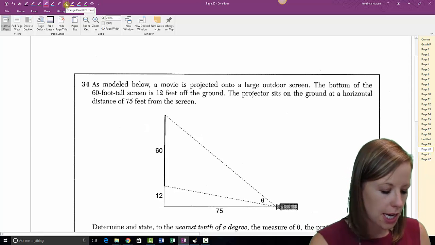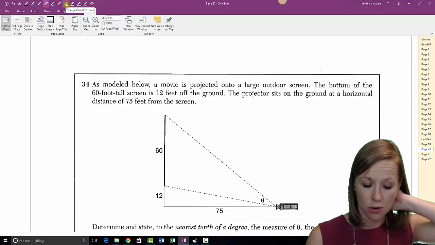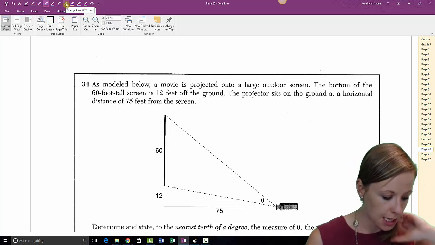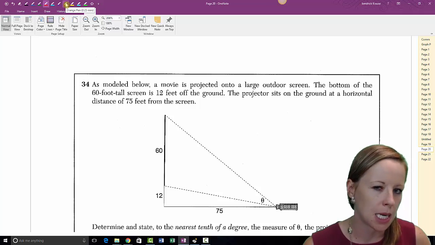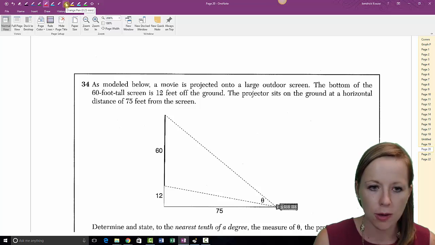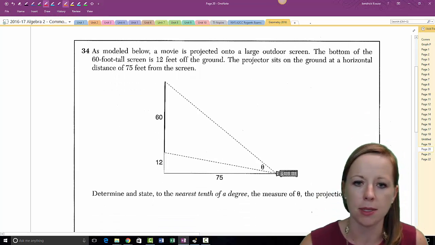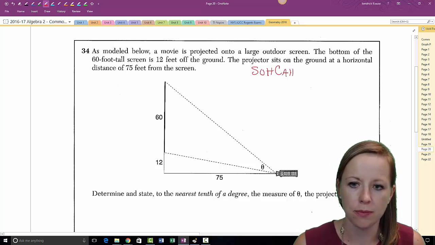Loved this question. I'm going to guess that if you didn't know how to start it, you didn't know how to do any of it, which is always really tricky for kids. So take a deep breath. Whenever you see a right triangle and some sides and maybe an angle, please think right triangle, SOHCAHTOA. So when I look at this question, I immediately think SOHCAHTOA is going to happen. So I write it down. SOHCAHTOA. Got it.